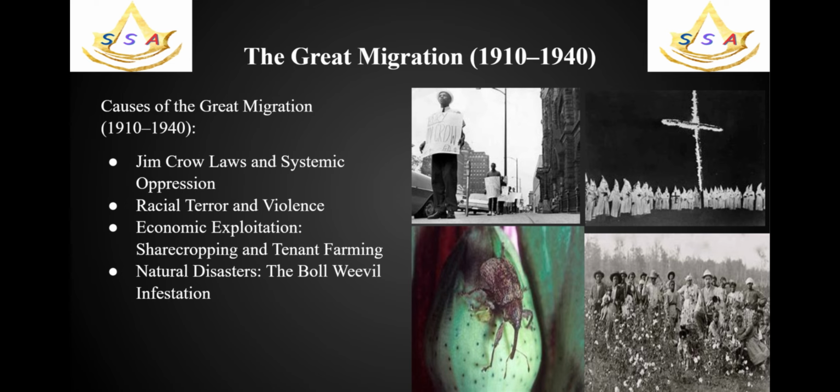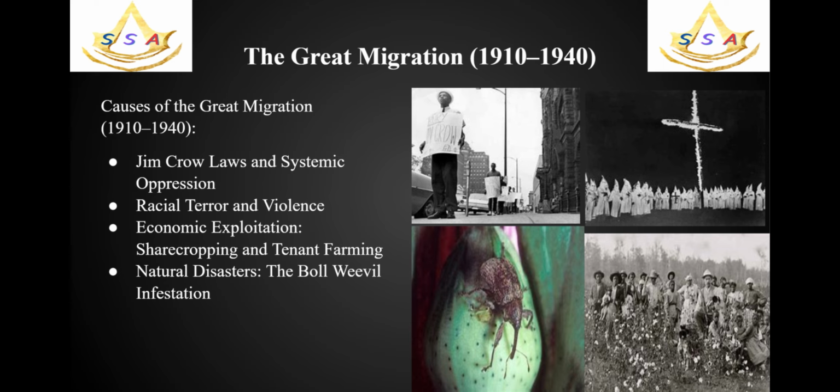By 1910, Black voter turnout in the South had plummeted due to these discriminatory measures, leaving African Americans politically powerless. Another factor was racial terror and violence. The Ku Klux Klan, also known as the KKK, and other white supremacist groups waged terror campaigns to intimidate and control Black communities. Lynching became a brutal and public tool of racial violence.